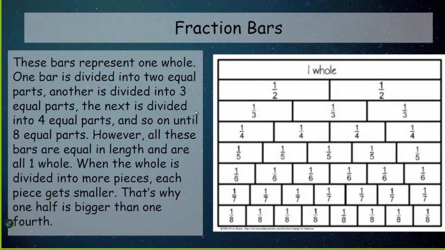When the whole is divided into more pieces, each piece gets smaller. That's why one half is bigger than 1/4. You see, we have 1/2 here and 1/4 here. 1/2 is bigger because there's only 2 pieces that are split, so it would be a bigger part of the whole. However, this 1/4 needs to be equal with all the other 4 pieces, so it will be smaller. But either way, the whole, remember this, it's always the same. No matter how many parts you split into, the full amount will always stay the same.